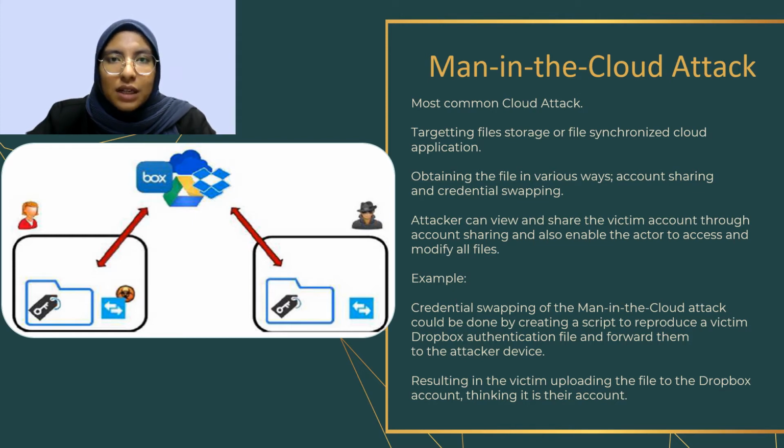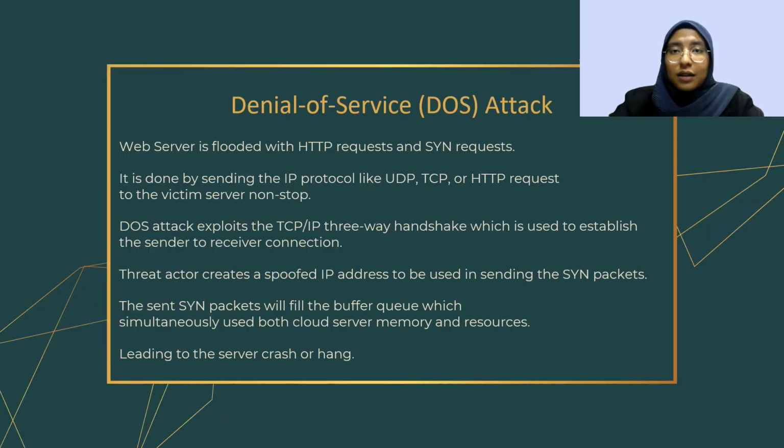So for example, as shown in the diagram here, this is the credential swapping, where the attacker creates a script to reproduce a victim's Dropbox authentication file and forward it to the attacker's device. This results in the victim uploading their file to the Dropbox, thinking that it is their account, but it is actually not.